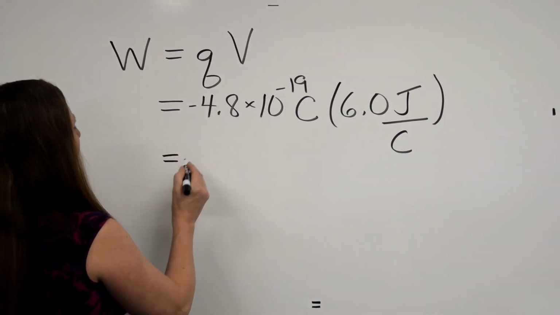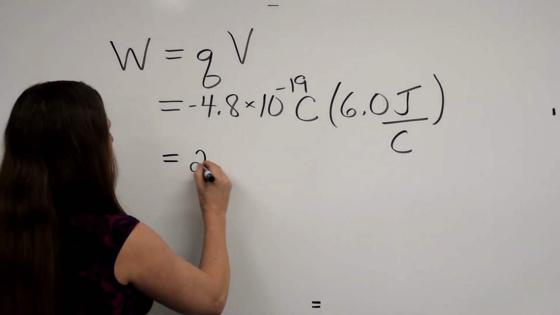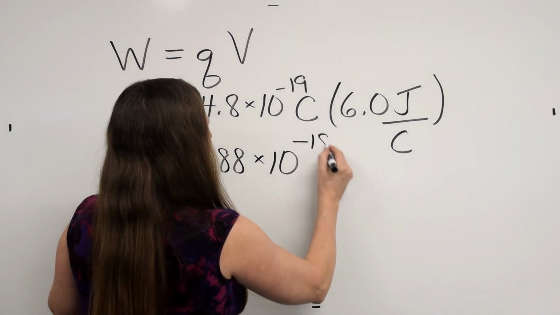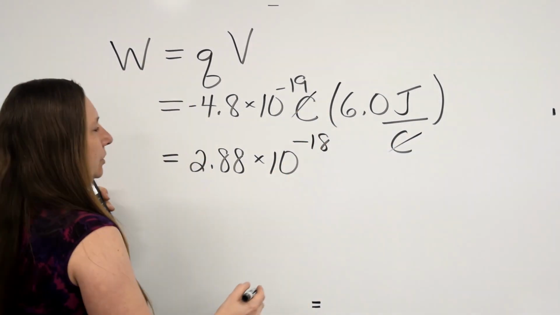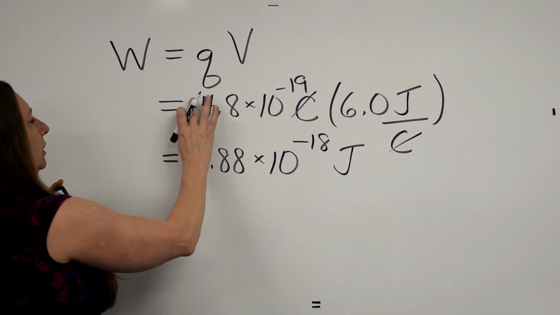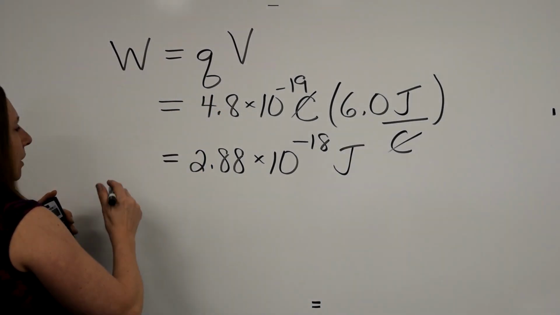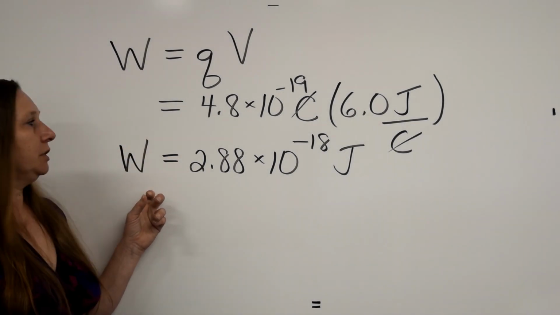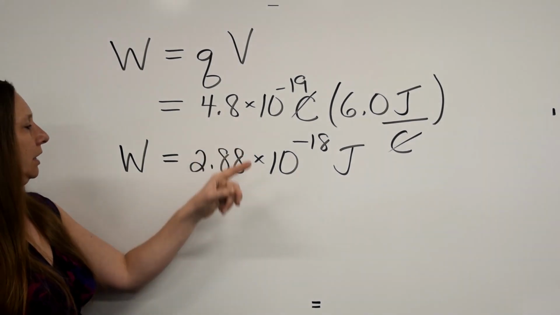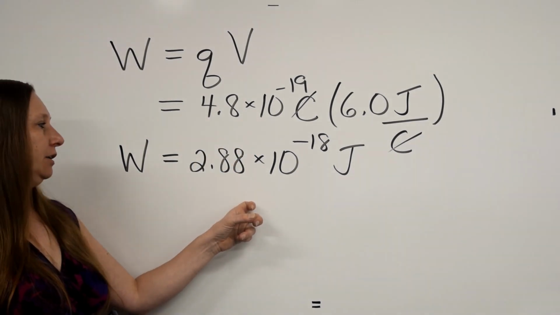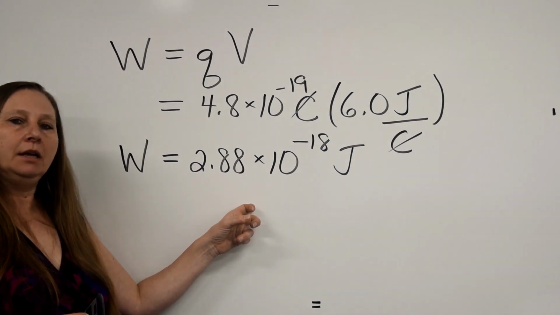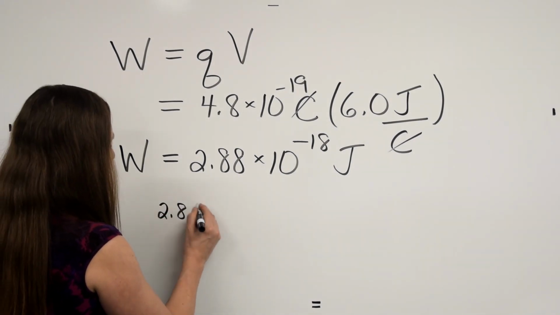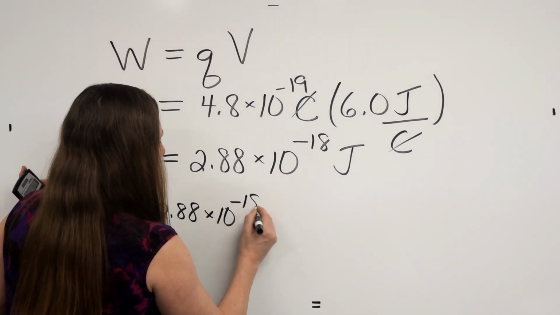So we're getting 2.88 times 10 to the negative 18. The coulombs cancel, and we've got joules. I'm not sure that the negative is terribly important here. So the energy possessed by those 3 electrons is 2.88 times 10 to the negative 18 joules. Now, how many electron volts would that be? Well, take 2.88 times 10 to the negative 18 joules.